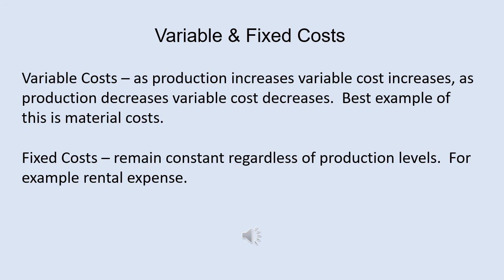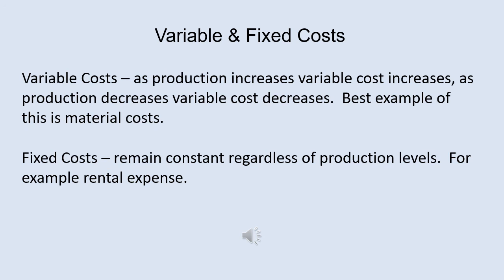So what are variable costs? I think the best example here is materials. We're producing a specific product. If we produce more of that product, we need more materials to produce it. If we produce less of that product, we need fewer materials.